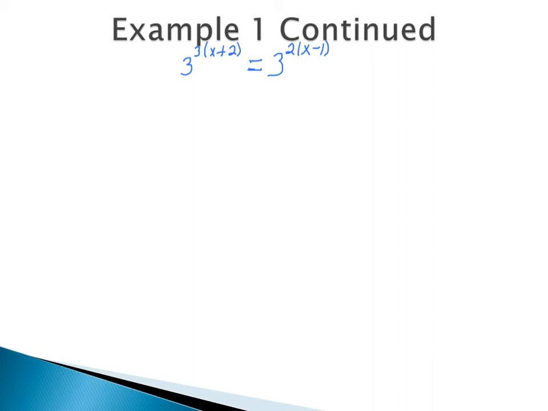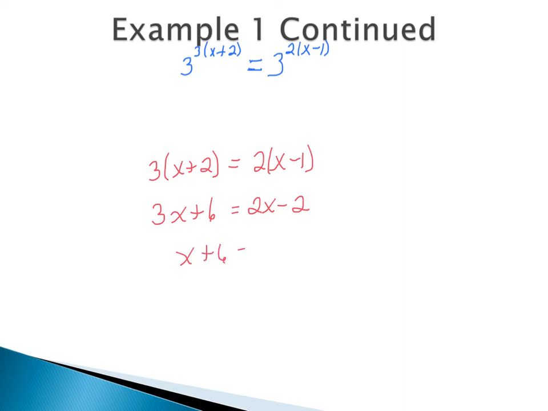Now, using our same base rule, the equation would be equivalent if our exponents are equal to each other since we have the same base. So as long as we have the same base, we can set our exponents equal to each other and solve for x. So that means I'm looking at 3 times x plus 2 equals 2 times x minus 1. And for here, we're just solving for x. So distributing, we have 3x plus 6 equals 2x minus 2. Moving our 2x over, we're going to have x plus 6 equals negative 2. Moving the 6 over, we would be left with x equals negative 8. And that would be our solution to the original exponential equation.